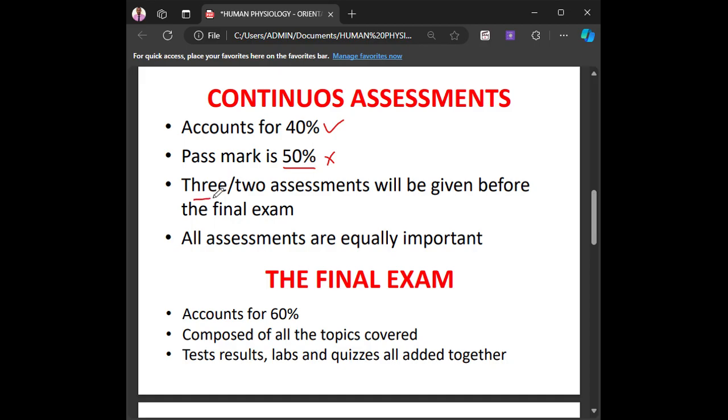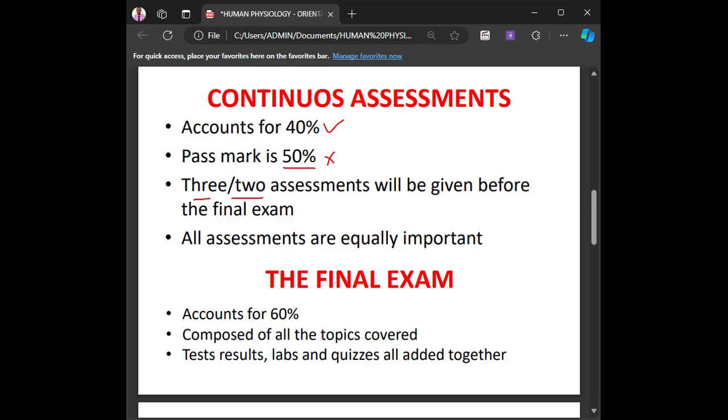Okay, you'll be given two or three assessments depending on the lecturer or the management of the department, that is Human Physiology. Or also depending on the performance of the students. So you can be given two or three assessments before the final exam. And you must understand that all of these assessments are equally important.